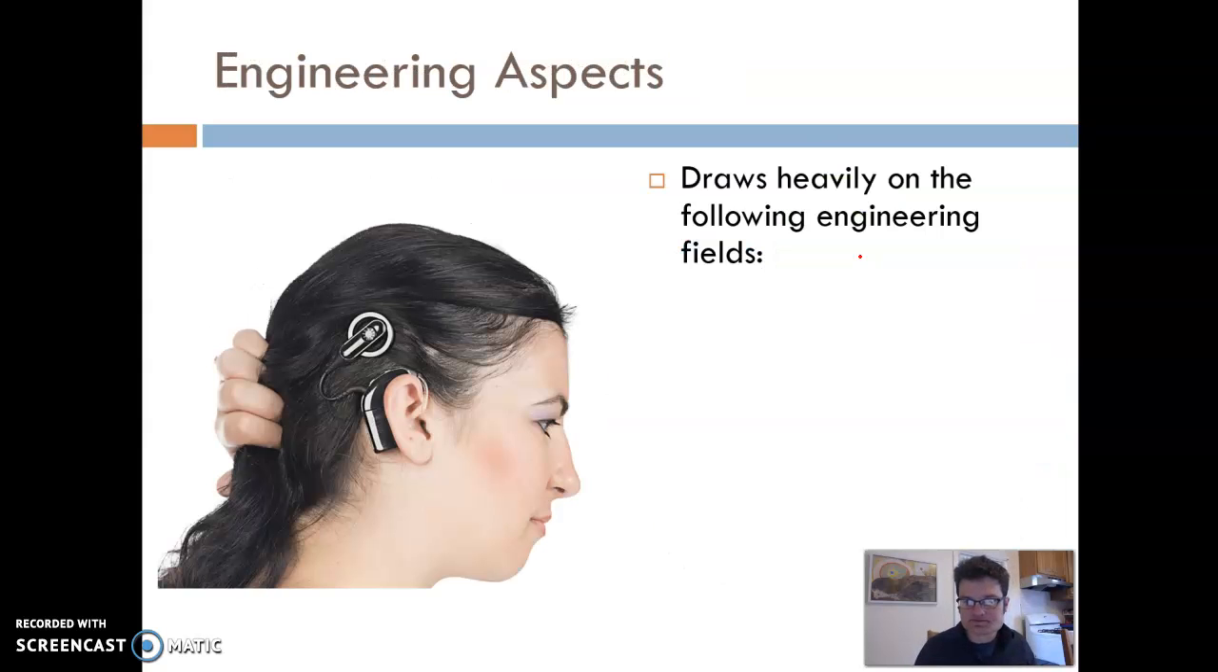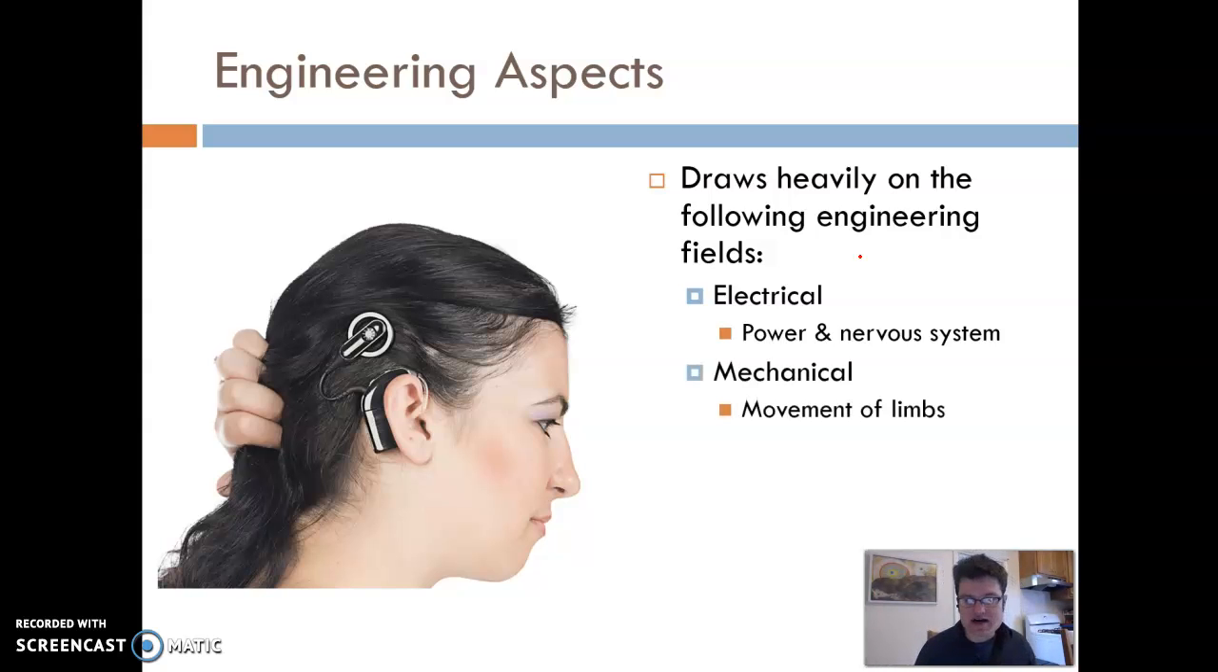When we're looking at it, it draws heavily on these engineering fields itself. So electrical because we got to power our devices. Our nervous system runs off electrical signals, so we have to understand what's going on there. Mechanical, because we have limbs that move. You have to understand how to move things through, especially when you're dealing with prosthetics.